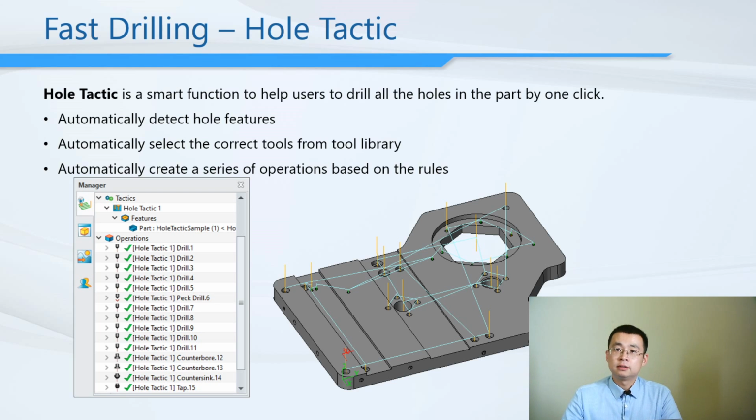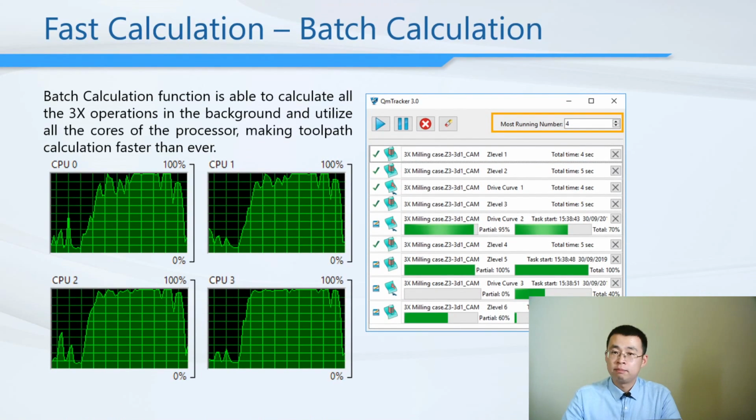And the last is the function about calculation. It is also a new feature in ZW3D 2020. It is called batch calculation. We, as tool engineers, CAM engineers, all have the experience. Sometimes in our daily work, we have to deal with material that is complex or very large. We need to take a lot of operations to finish the part. And to calculate the operations one by one is always an exhausting thing.